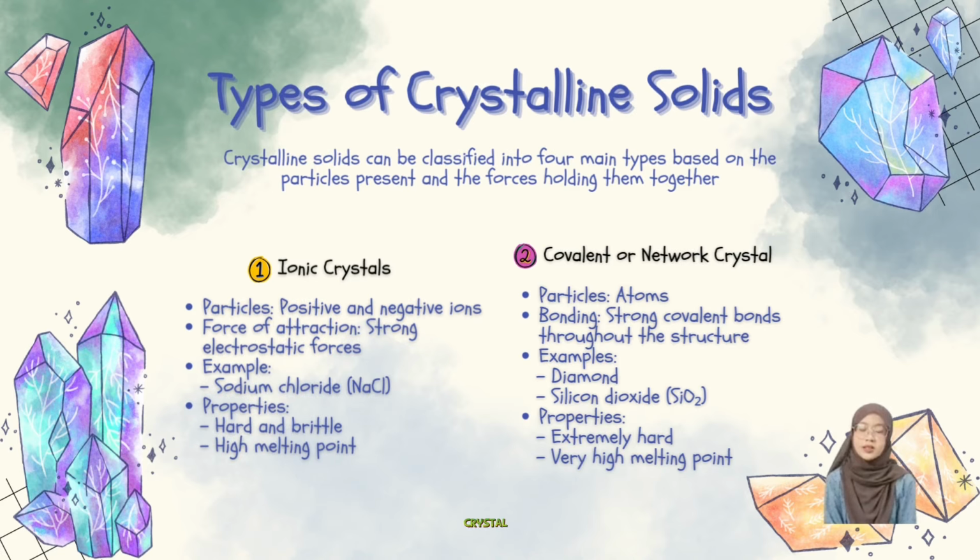The second one is covalent or network crystals. Covalent or network crystals consist of atoms bonded together by strong covalent bonds throughout the entire structure. Examples include diamond and silicon dioxide, or SiO2. These crystals are extremely hard and have very high melting points because breaking them requires breaking strong covalent bonds.